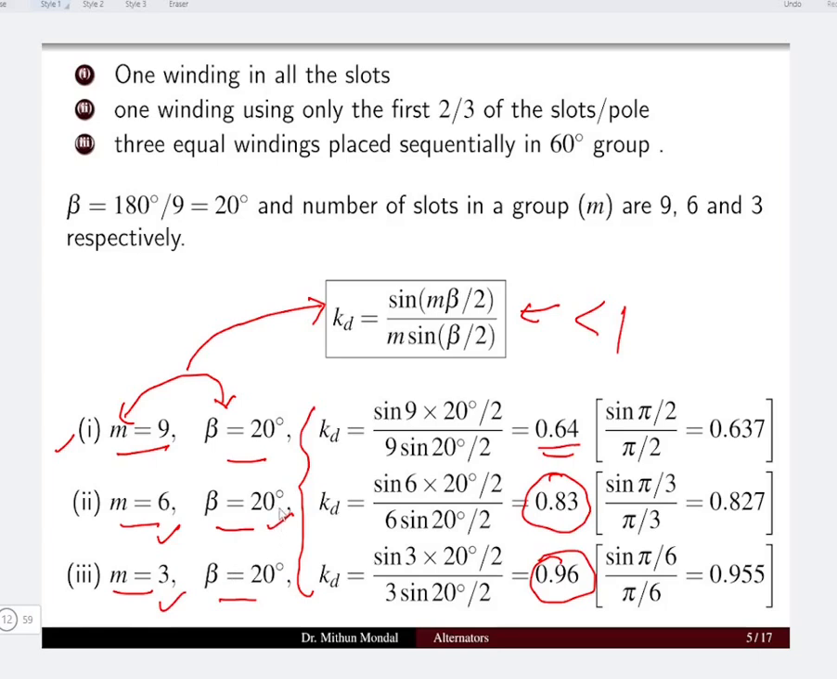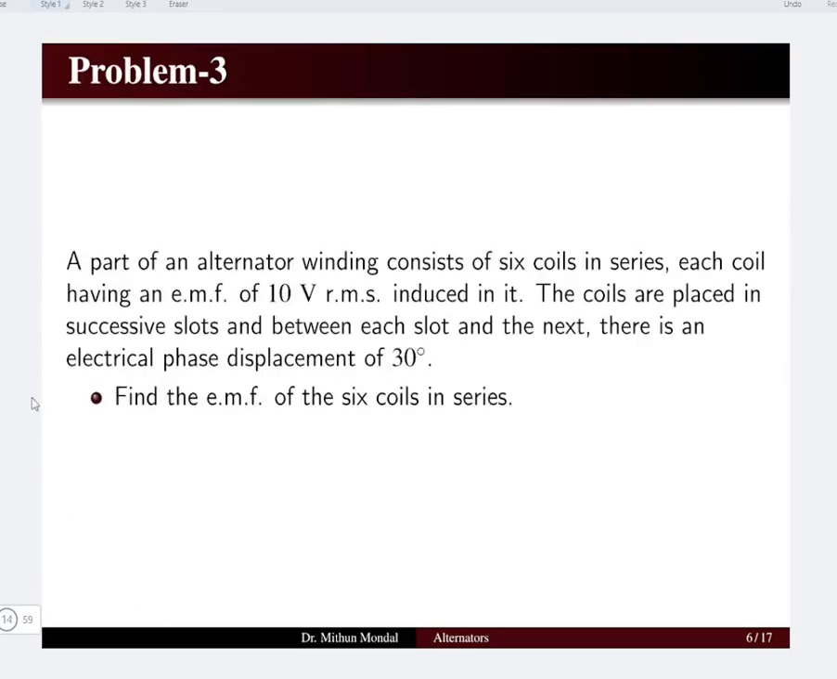So we have found out in the first two problems the values of Kp and Kd, so pitch factor and the distribution factor. Kp is also known as Kc, the coil span factor. Problem 3, let us see.